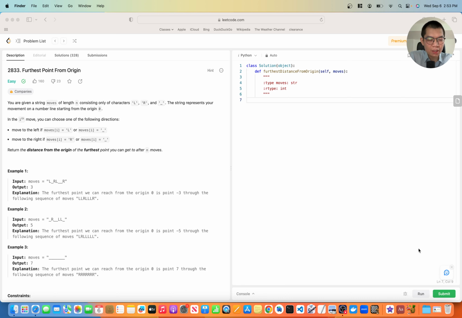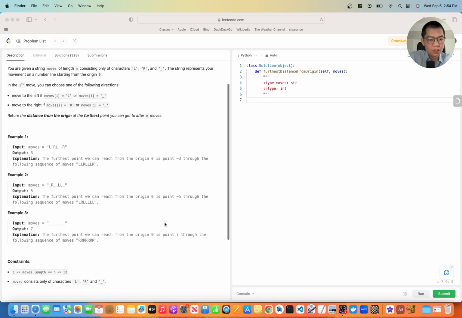You are given a string moves of length n consisting only of characters L, R, and underscore. The string represents your movement on a number line starting from the origin 0. In the ith move, you can choose one of the following directions. Move to the left if moves[i] equals L or moves[i] equals underscore. Move to the right if moves[i] equals R or moves[i] equals underscore. Return the distance from the origin of the furthest point you can get to after n moves.